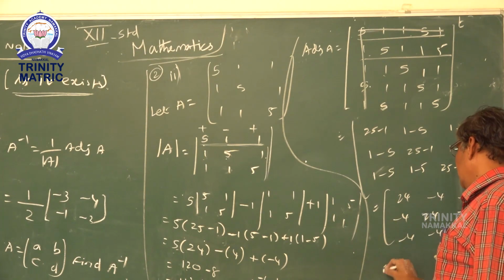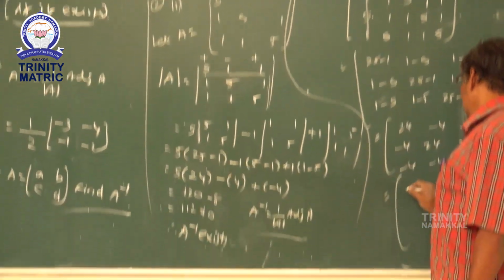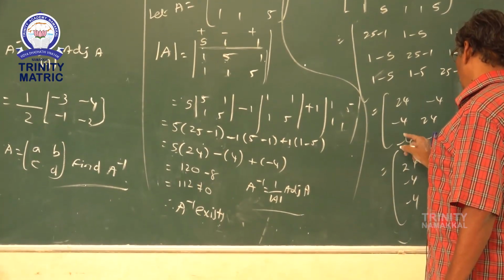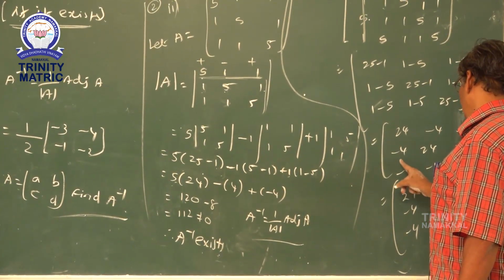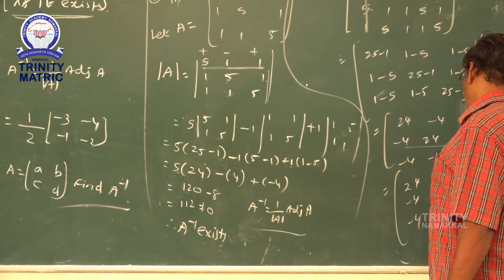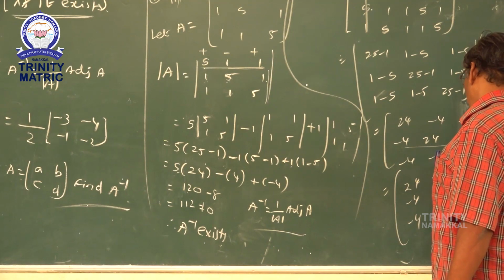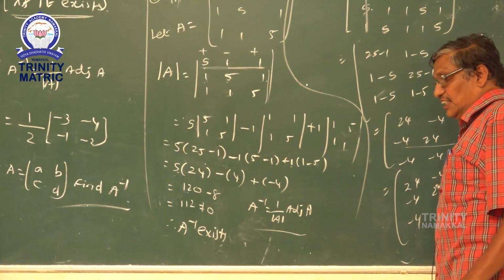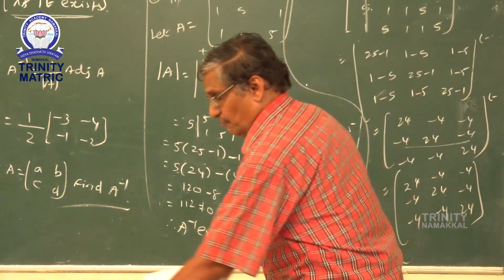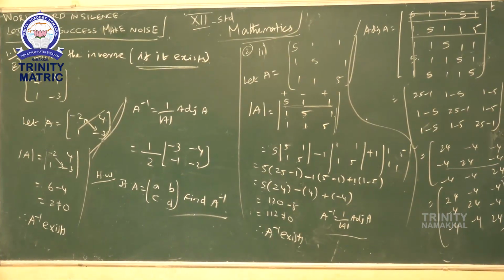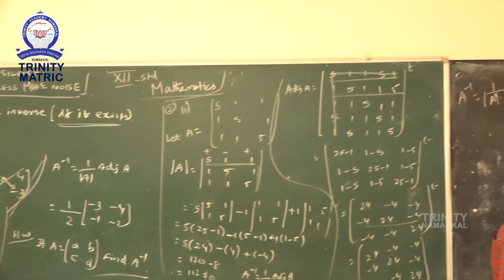Transpose. What is the transpose? The rows will be changed as columns. 24, minus 4, minus 4. These rows, again this will come as minus 4, 24, minus 4. These rows will be minus 4, minus 4, 24. This is adjoint A. What is the formula for adjoint A? What is the inverse formula, my dear students? A inverse is equal to 1 by determinant of A into adj A.